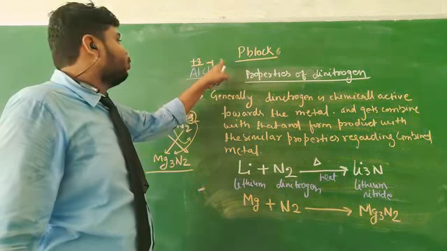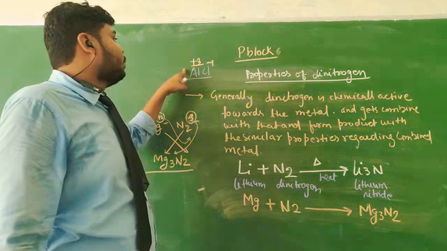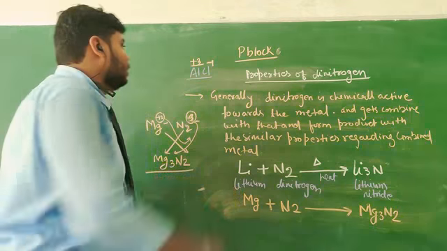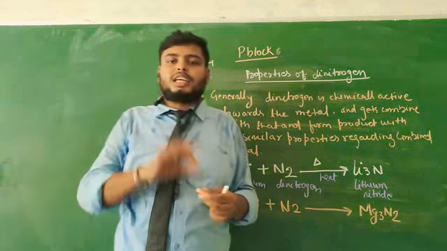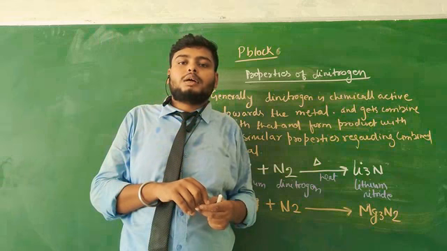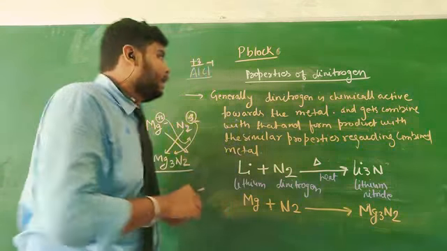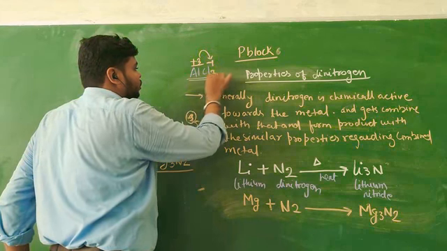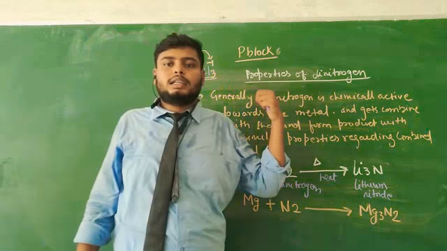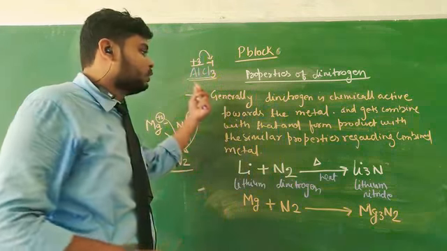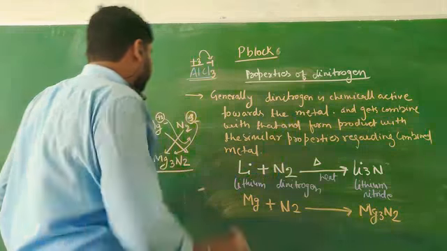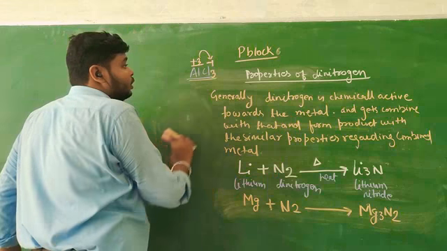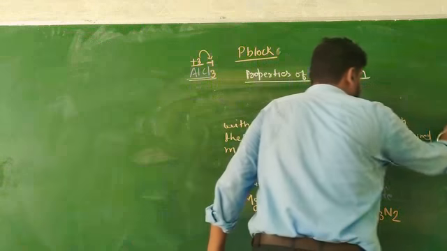Chlorine needs 1 electron for stability and aluminum needs 3. Aluminum releases 3 electrons for stability, so aluminum comes in group 3. It combines with chlorine, which takes the total 3 electrons, and the product formed is AlCl3, aluminum chloride. So this is regarding the formations of dinitrogen and also the properties of dinitrogen.